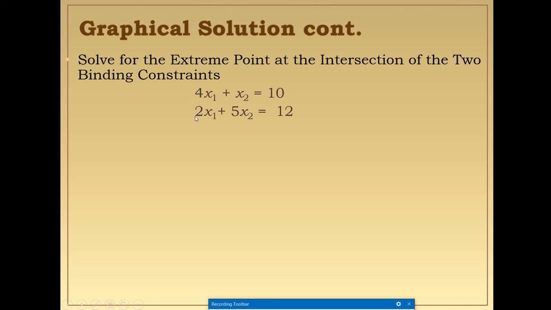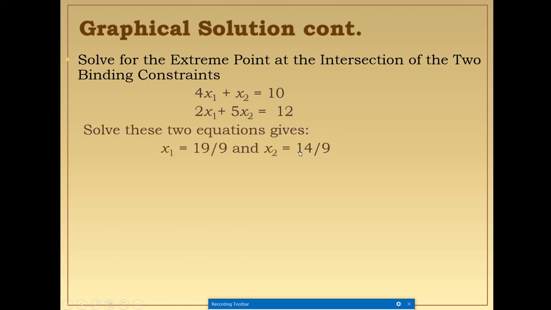So 4 minus 4, you get 0. So we already cancel out x1. So we have 1 minus 10, which is negative 9. Negative 9x2 is equal to 10 minus 24. So we get negative 14. So negative 9x2 equals to negative 14. So we get x2 is 14 over 9.